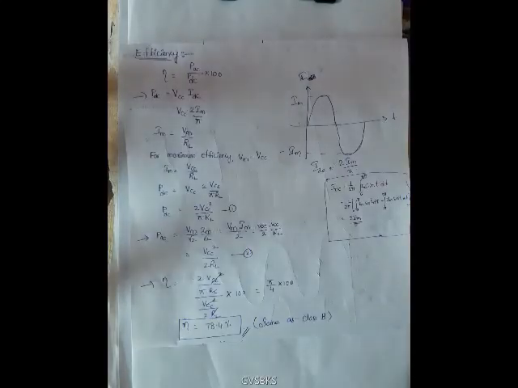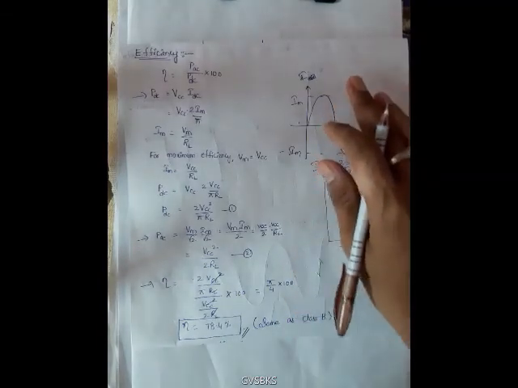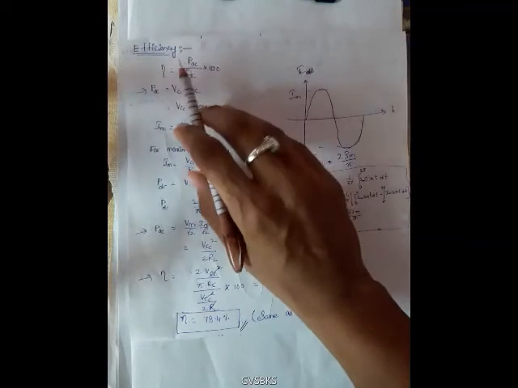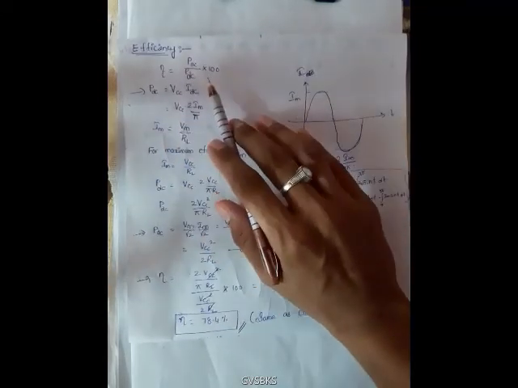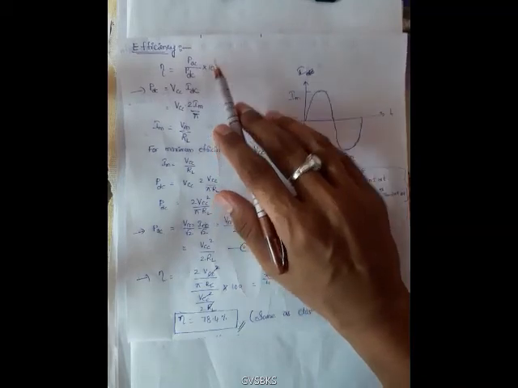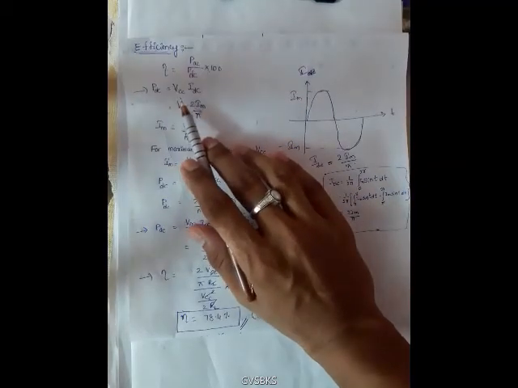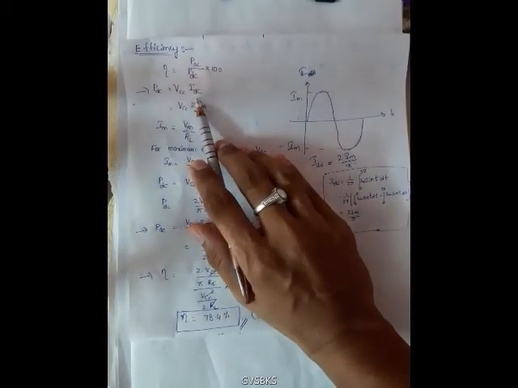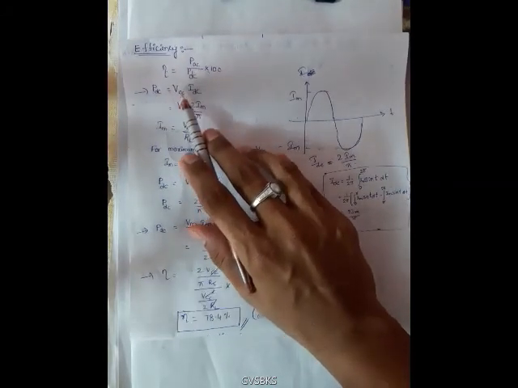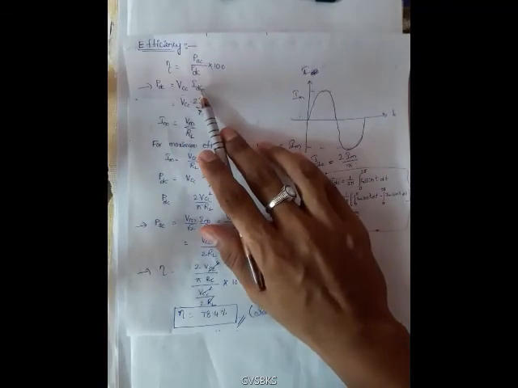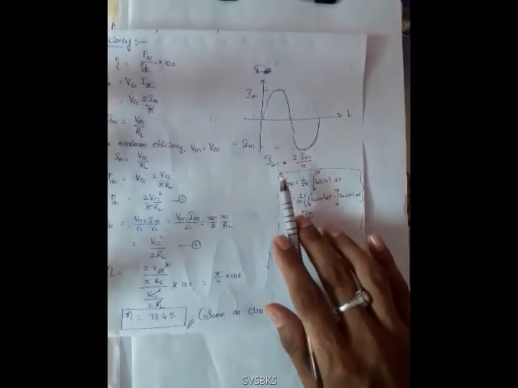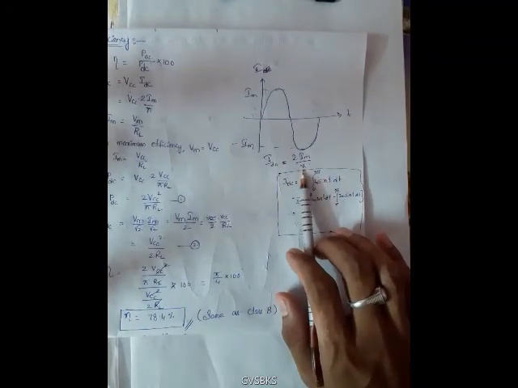Let us see the derivation for efficiency of Class B power amplifier. The efficiency eta is equal to AC power divided by DC power into 100. The DC power is a multiplication of DC voltage into DC current. The DC voltage is VCC and DC current is the average DC current of a sinusoidal signal. The average DC current of a sinusoidal signal is 2 Im by pi.